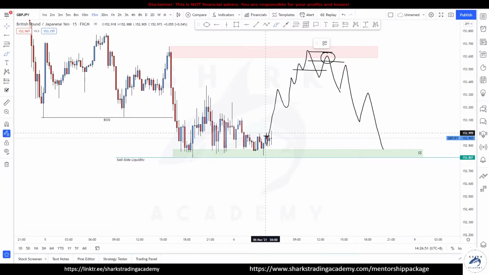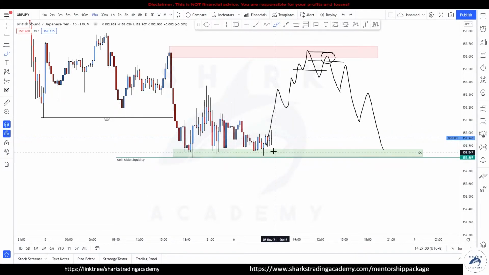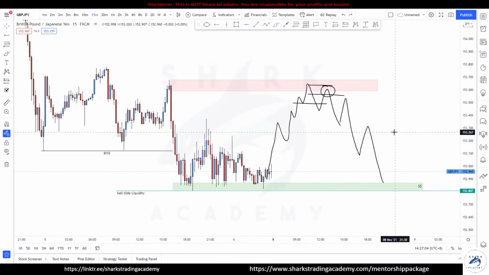Okay, so price of course may make its way down from here. We do not know. This is a supply as well. Price may tap into this, make its move down. Otherwise, we want to wait for price to make its move higher into this refined zone before going down.